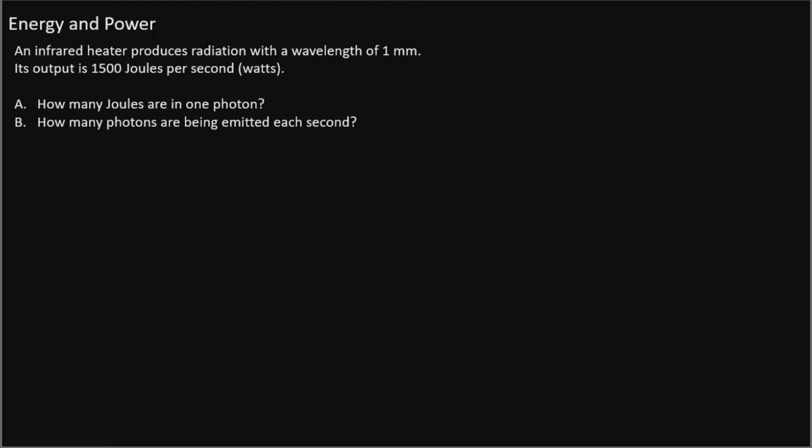To find the number of joules in one photon, let's focus on the 1 millimeter. Now, 1 millimeter is a wavelength, and remember that wavelength must be in meters. So if we have 1 millimeter, we can change this using our SI prefixes. Recall that milli is E-3, and so we will use 1E-3 meters for our wavelength.